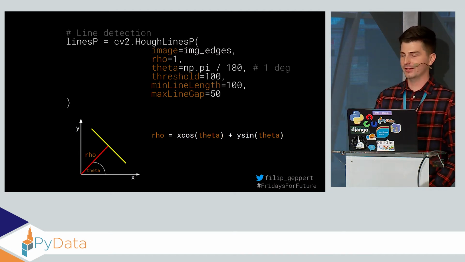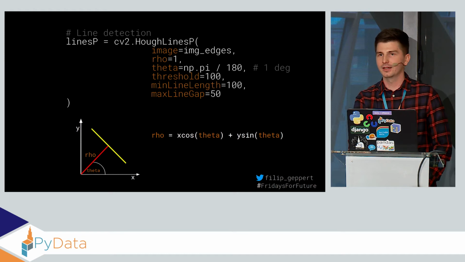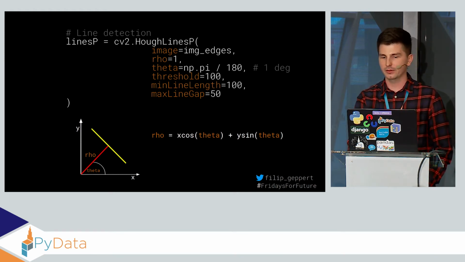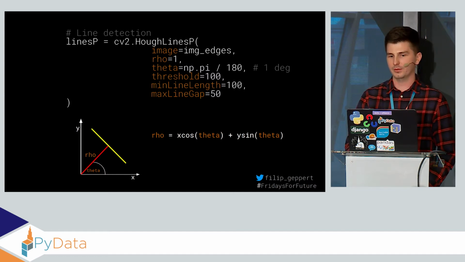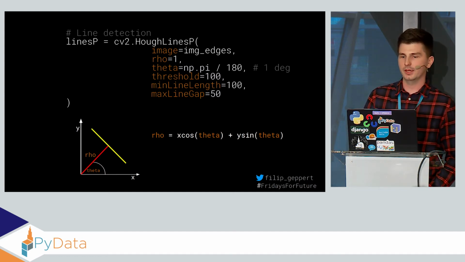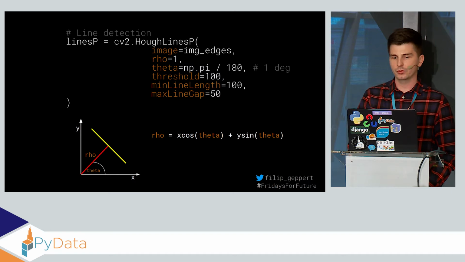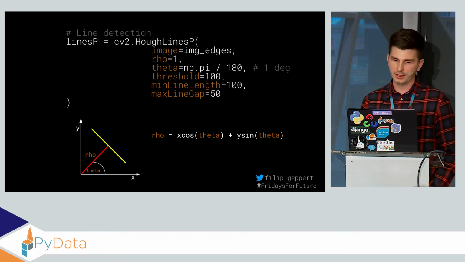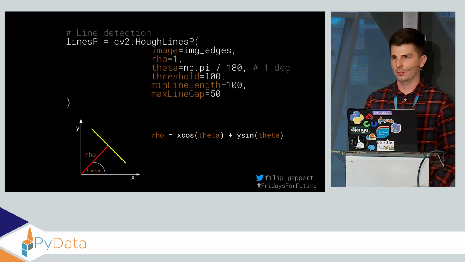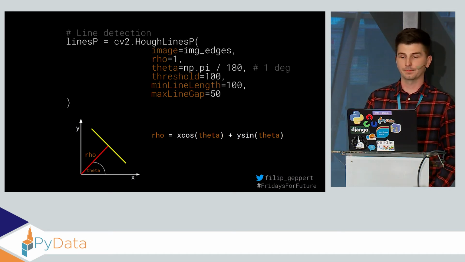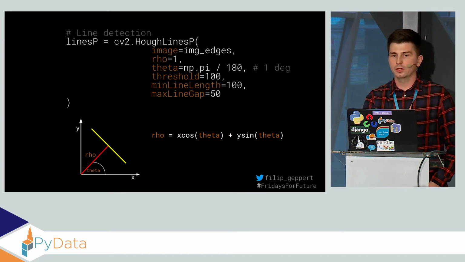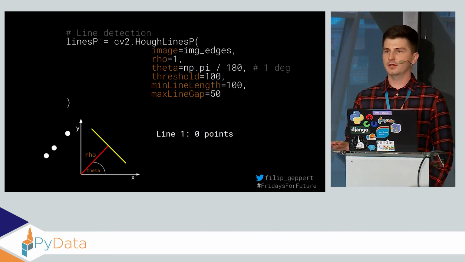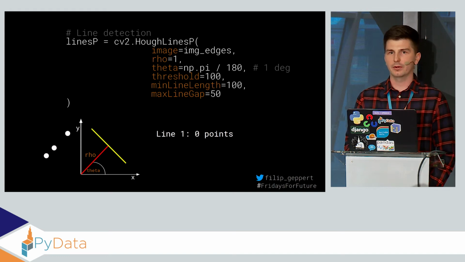Okay, so firstly, we need to define what the line is. You, of course, know the line equation in Cartesian coordinates, but also we can represent a line in polar coordinates, where we have two crucial parameters, which is rho, which is the distance from the coordinate system origin, and theta, which is an angle with the horizontal axis. So what the Hough probabilistic function does, it's basically, let's imagine that white points are our edges.